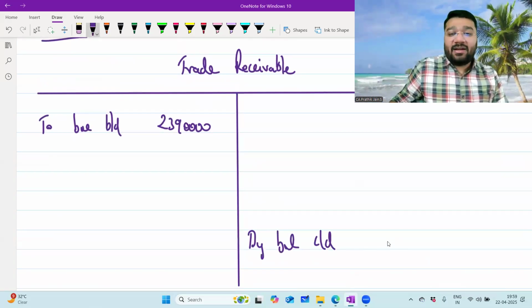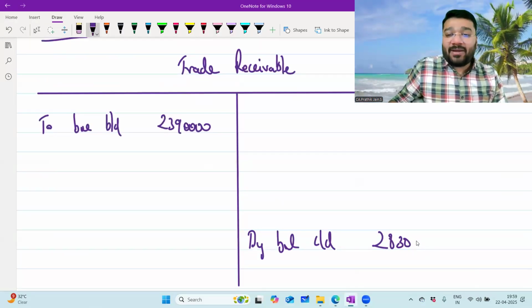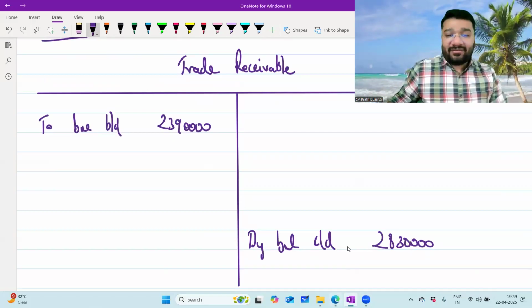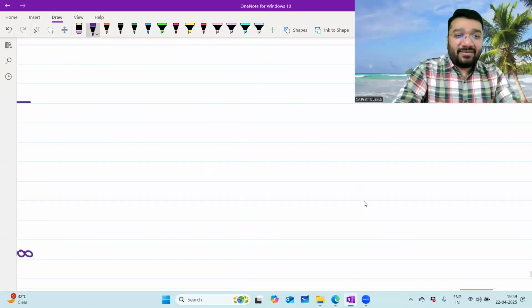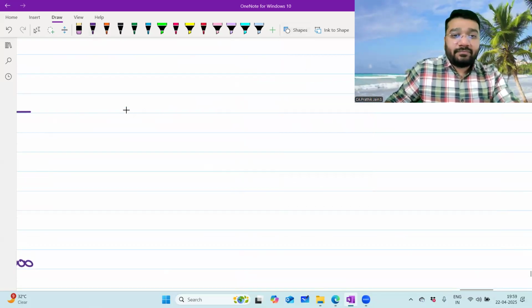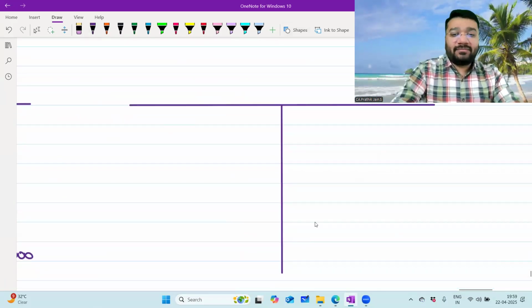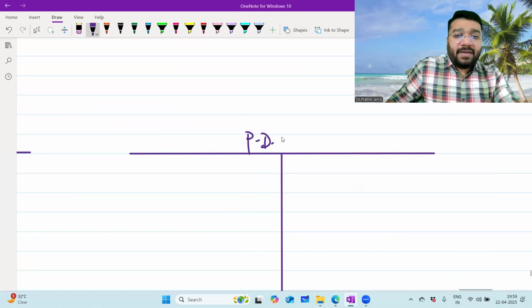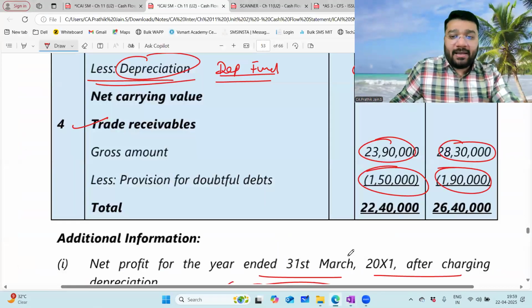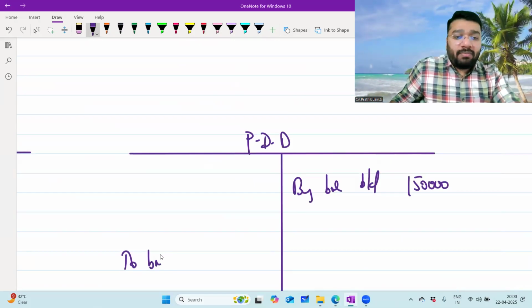By balance carry down, how much? 28 lakh 30,000. Next, provision for doubtful debt ledger, PDD ledger. By balance brought down, how much? Opening balance 1,50,000. To balance carried down, how much? 190.